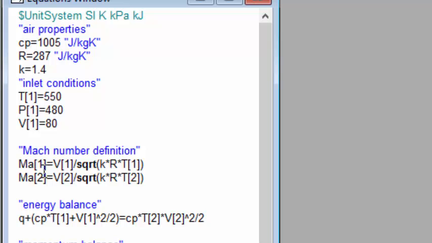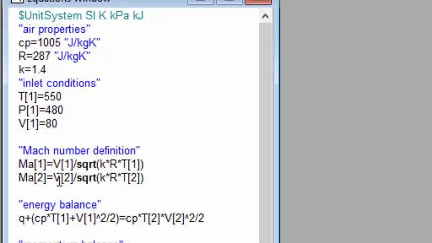Here are the inlet conditions that were specified: temperature of 550, pressure 480, and a velocity of 80 meters per second. Now I'm going to find my Mach numbers. This is more out of interest, to find out how far we are from Mach 1. Remember, the Mach number is the velocity divided by the square root of kRT, which is the speed of sound.